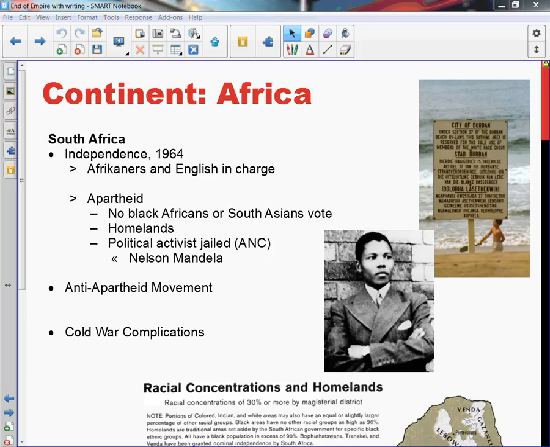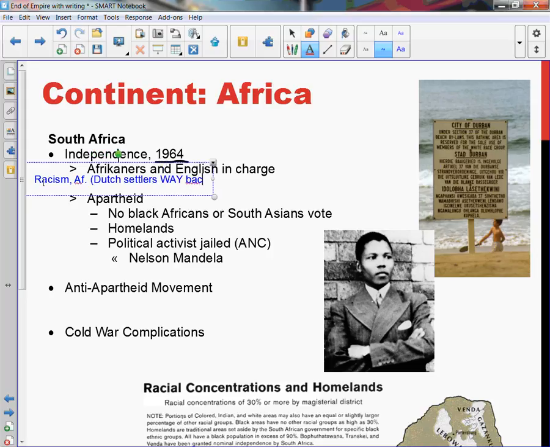So, South Africa. South Africa actually became independent in 1964 completely, but prior to that, they had instituted the system of apartheid with the Afrikaners and the English in charge. And apartheid is based on a brutal system of racism that the Afrikaners, who were Dutch settlers from way back, were implementing based on biblical interpretation.